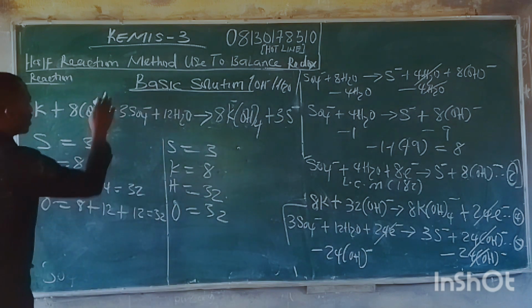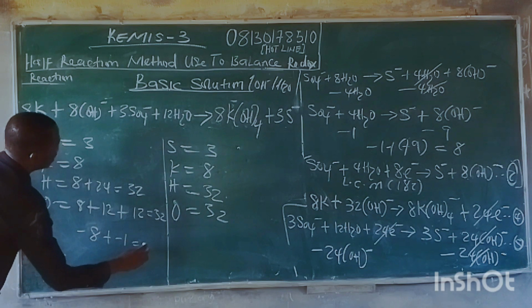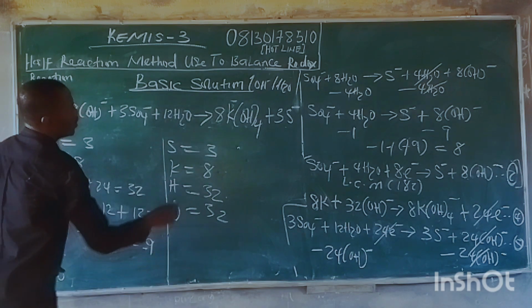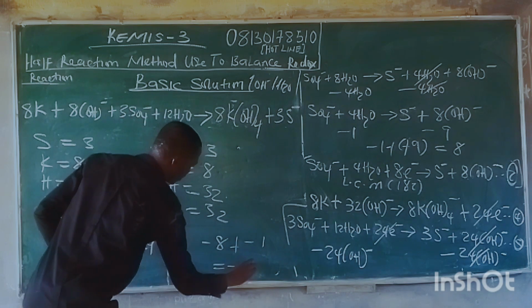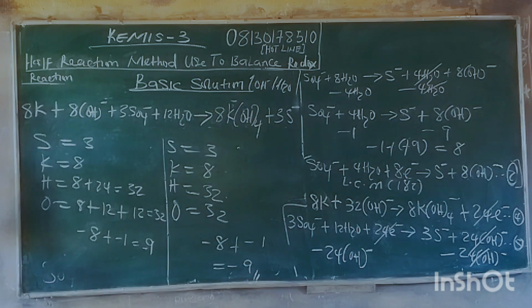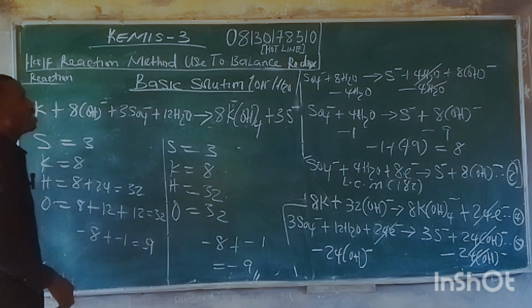Let's check for the charge. Minus 8 plus minus 1, that is minus 9. Over there, minus 8 plus minus 1, that is also minus 9. So this is how to balance the redox reaction under the basic solution.